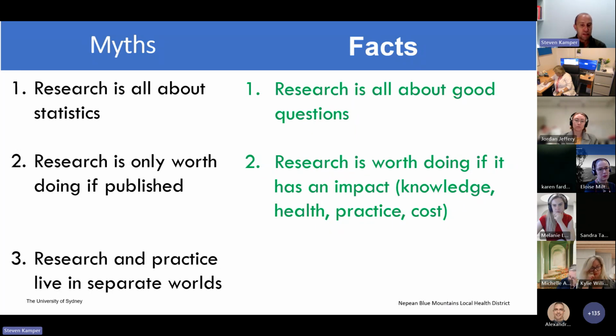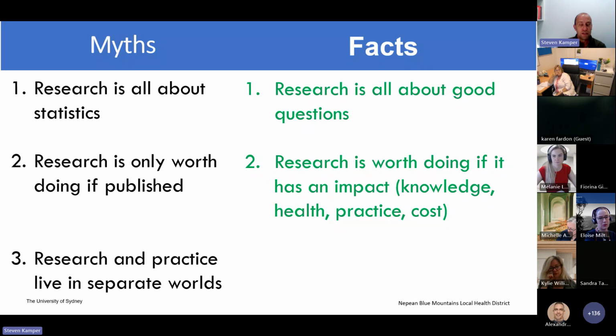If it has an impact on health, are people healthier afterwards? If it has an impact on practice, does it change the way that we do things? If it has an impact on cost, does it mean the way they do things costs less than before? So actually the publication is just a means for dissemination. And to be honest, it's not a very good one for having the sort of impact which matters from research. So the idea that it's only worth doing if published, I think is not right.